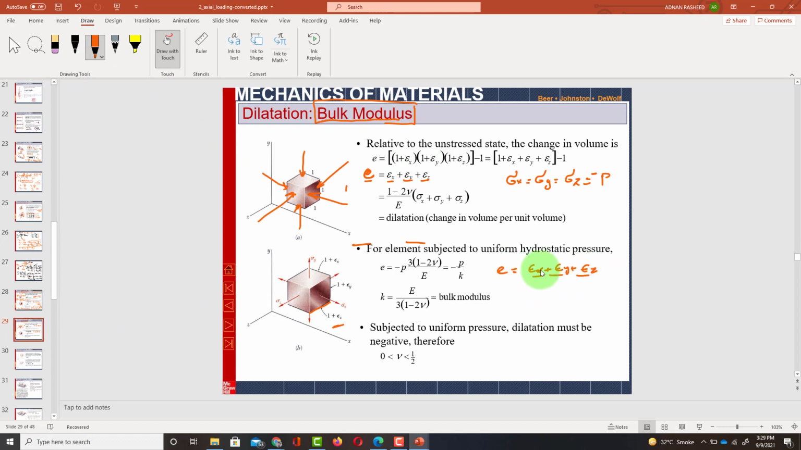That is available in book. ठीक है, अगर कोई इसको सॉल्व करना चाहता है, देखना चाहता है, that is available in book. सो जो आखिर में इक्वेशन आपके पास डायलिटेशन की आती है वो आती है 1 minus 2 nu over E into sigma x plus sigma y plus sigma z. ठीक है, यहां तक क्लियर?